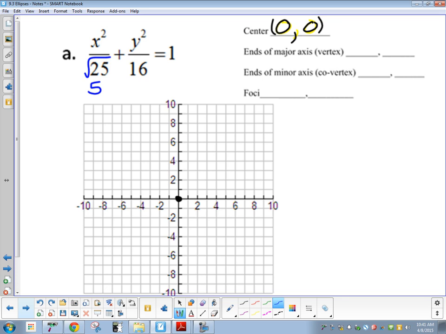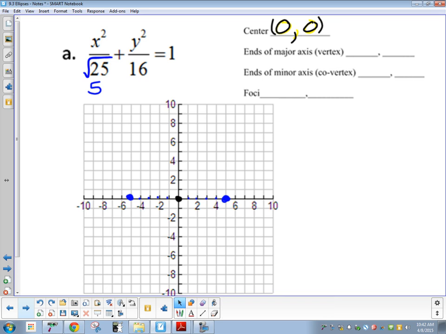Okay? That 5 is underneath your x. When you think x-axis, which direction are you going to move if you're going to move on the x-axis? Left and right. Okay? We're going to move left and right. So from your center, we're going to square root whatever's underneath your x, and it says 5, and we're going to move that many units left and right from my center. So 1, 2, 3, 4, 5. 1, 2, 3, 4, 5. Those are the edges of my ellipse.